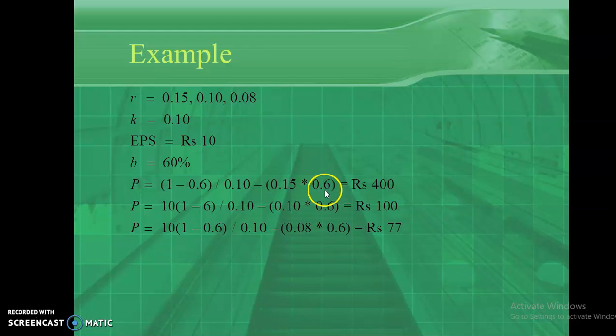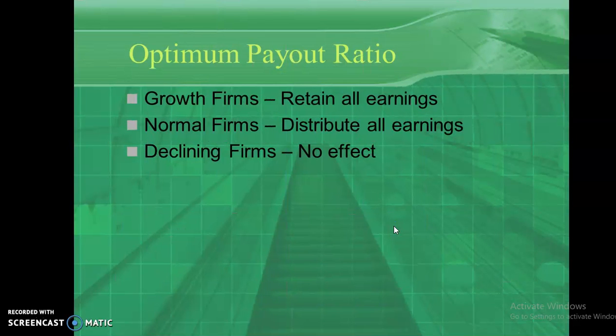What you can understand from that is, if the rate of return is greater than the cost of capital and the retention ratio is at a high level, then the market price will be higher. If the retention ratio is 60%, the rate of return is only 0.08 and the cost of capital is 0.10, which means the rate of return is lower than the cost of capital, what happens to the price of the share? The price of the share is very low. This is what you can understand from this model.